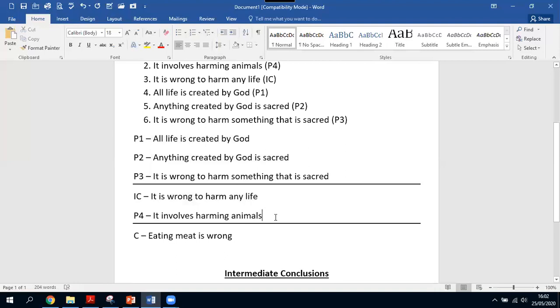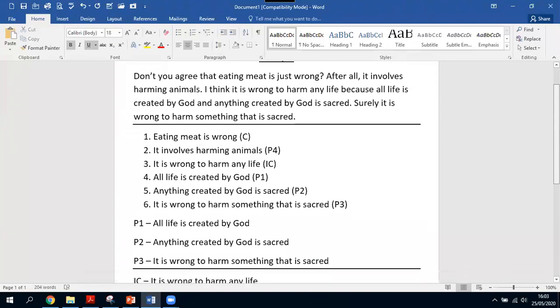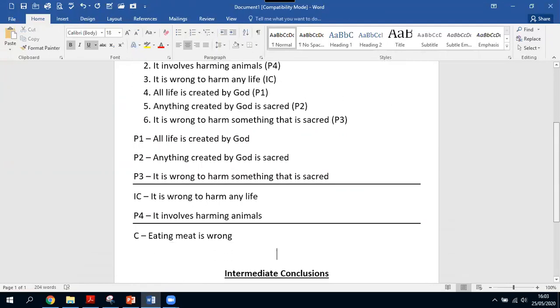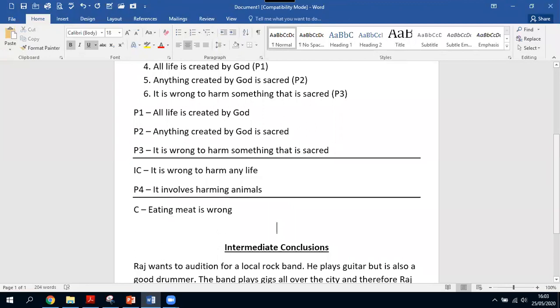So we've got our intermediate conclusion, it is wrong to harm any life. Premise 4 follows from this: it involves harming animals. So if it is wrong to harm any life, and eating meat involves harming animals, we can draw the conclusion that eating meat is wrong in this argument. When you are thinking about intermediate conclusions, consider first of all what the main conclusion is. Then consider what the premises are and what the intermediate conclusion is, and then consider the relationship between the premises, the intermediate conclusion, and the conclusion itself.